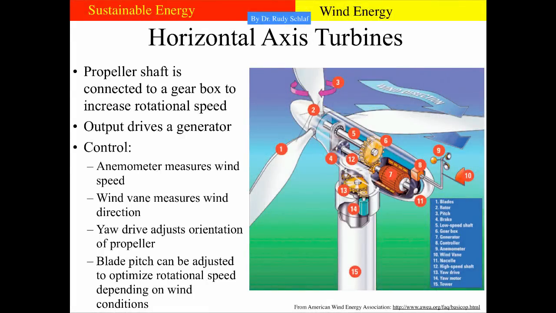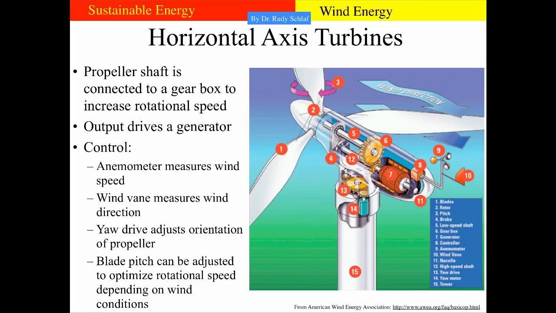This schematic shows the essential design features of a horizontal axis turbine. The propeller shaft is connected to a gearbox that increases the rotational speed suitable for the generator that is in the back. Then there is a yaw drive which adjusts the orientation of the propeller depending on the wind direction. The wind direction is measured with the wind vane that is at the back here. Furthermore, the blade pitch can be adjusted to control the rotational speed of the wind turbine depending on the wind conditions. The wind speed is measured with the anemometer that is also mounted at the back of the wind turbine.